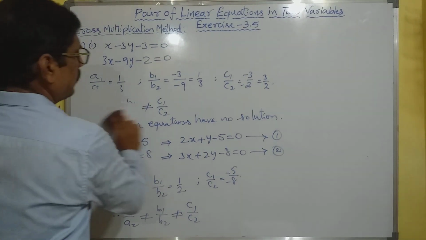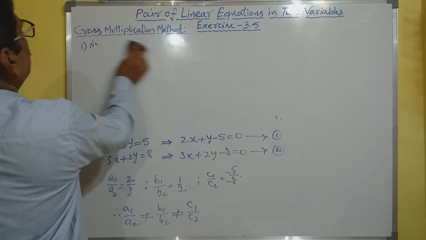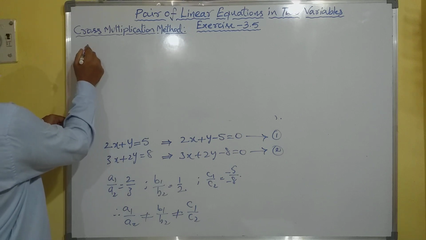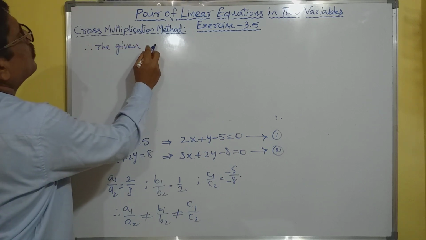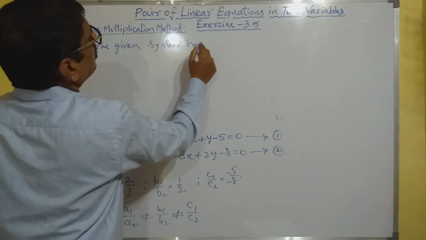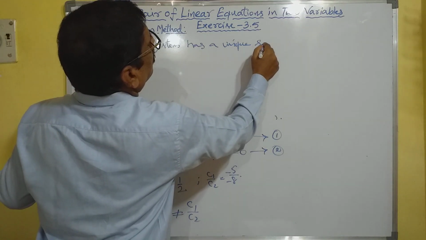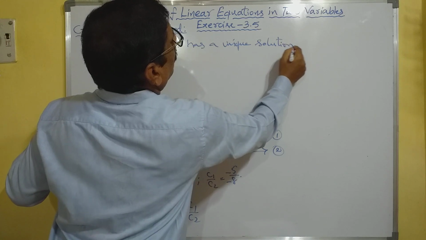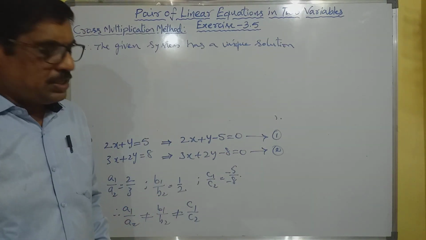See, here a1 by a2 is not equal to b1 by b2 is not equal to c1 by c2. Therefore, the given system of equations has a unique solution. Okay. Now, let us solve these two equations by using cross multiplication method.